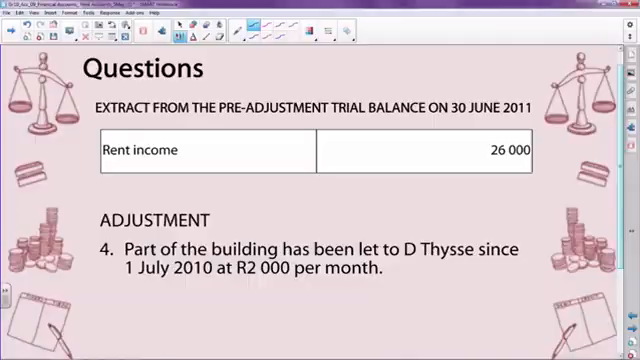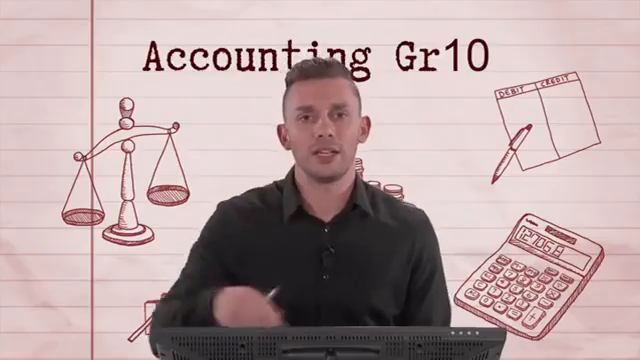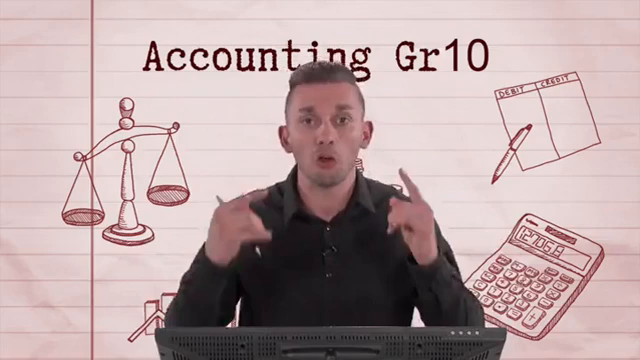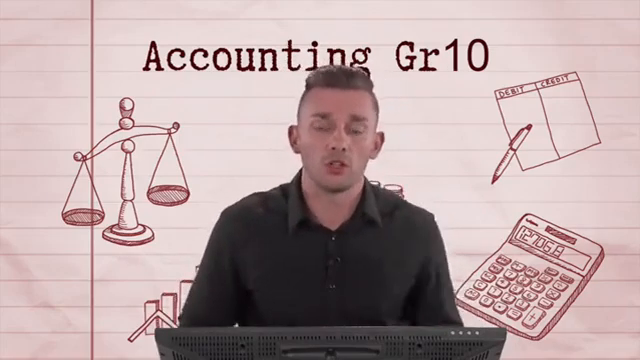The extract from the pre-adjustment trial balance on the 30th of June. Now guys, I want to give you 1 minute to quickly tell me, what is the beginning of this financial year? Let's go and draw a nice timeline. Put the beginning of the year and the end of the year on this timeline and go and count the months. Make sure you have 12 months. I'll give you a minute to answer this.